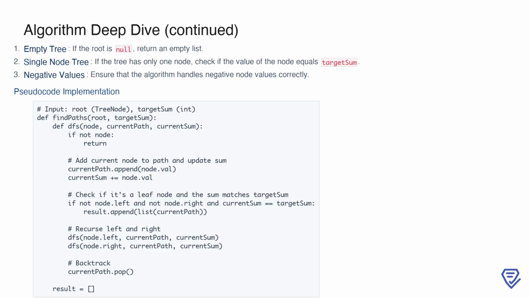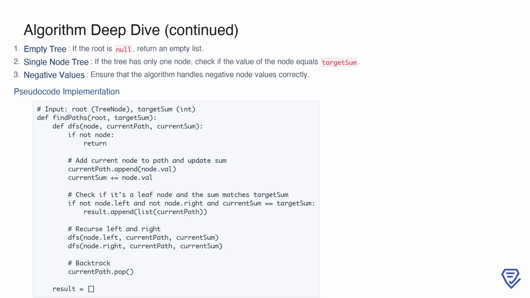Additionally, the algorithm should handle trees with negative values, ensuring that the sum calculation and comparison still work correctly. The pseudocode implementation of this algorithm provides a clear structure. The main function, findPaths, initializes a helper function called DFS to perform the depth-first search. This helper function takes the current node, the path being tracked, and the running sum as inputs.